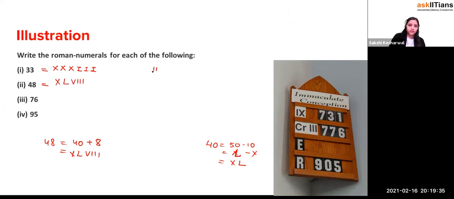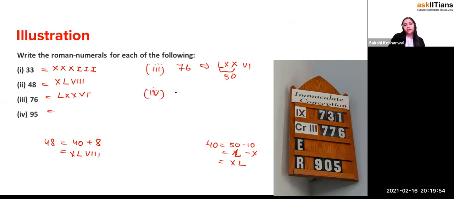So what's the third part? 76. So 76 can be written as what, beta? 70. We just wrote that 70 is 50 plus X plus X. And 6 can be written as VI. So this is equal to LXXVI. That's it.